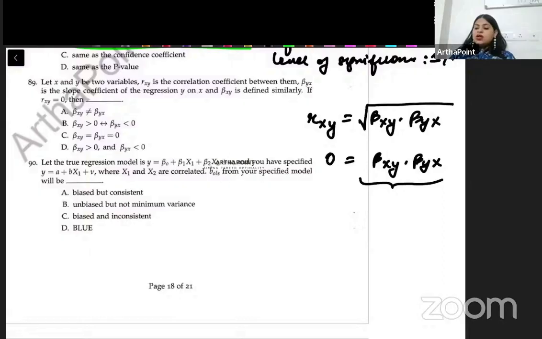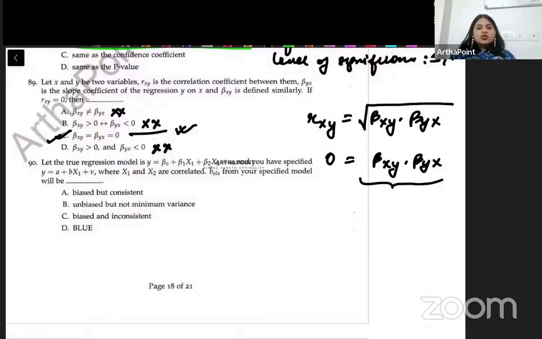Therefore, this is not possible: one greater than 0, other less than 0. Then the product cannot be 0. The product will not be 0. This is fine that Byx and Bxy are not equal. But one of them has to be 0. So the only possibility that remains here is C. One of them must be 0 for the product to be 0. Right? So I'll go with answer C.